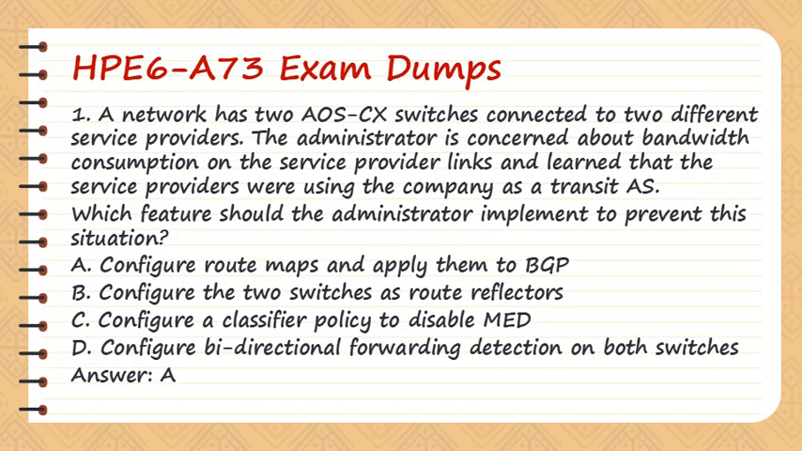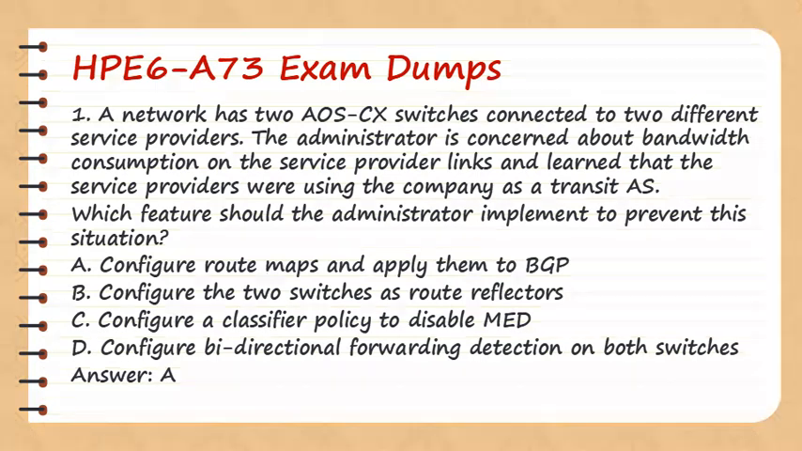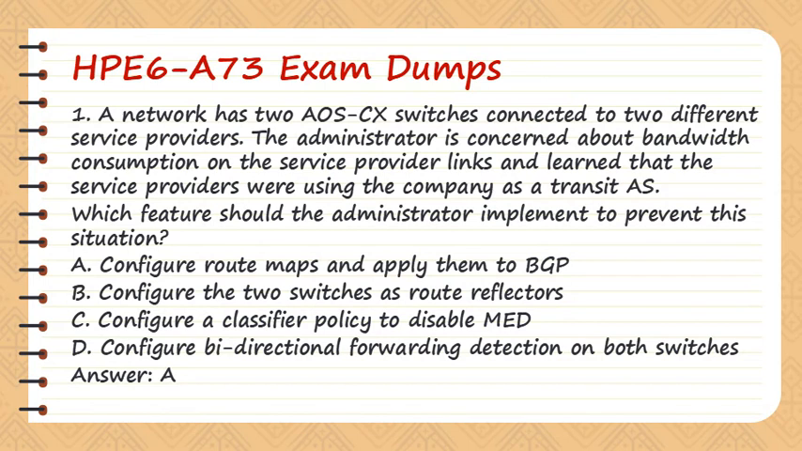1. A network has two AOS-CX switches connected to two different service providers. The administrator is concerned about bandwidth consumption on the service provider links and learned that the service providers were using the company as a transit AS. Which feature should the administrator implement to prevent this situation?